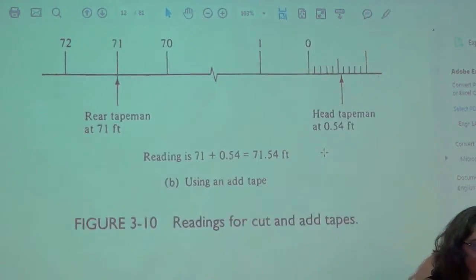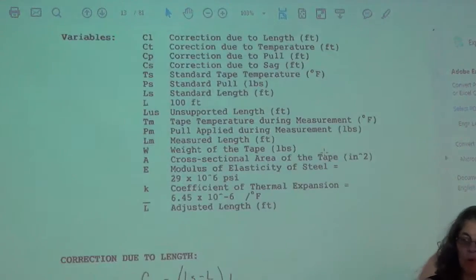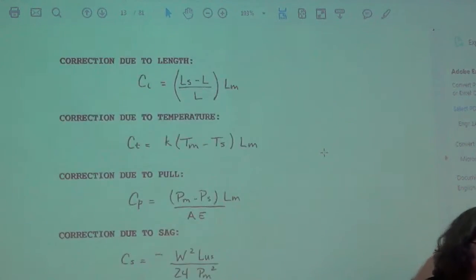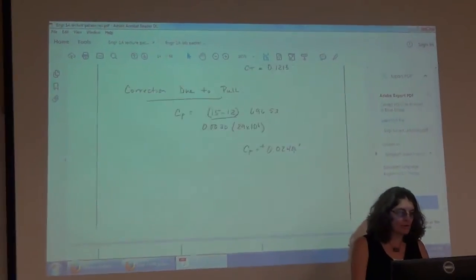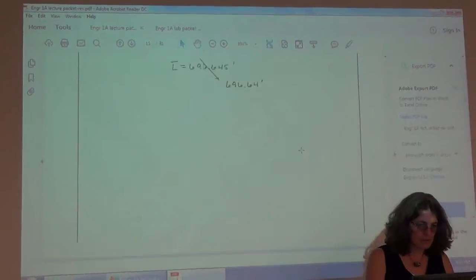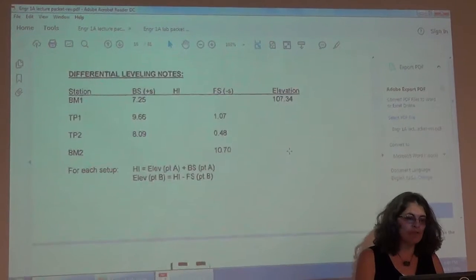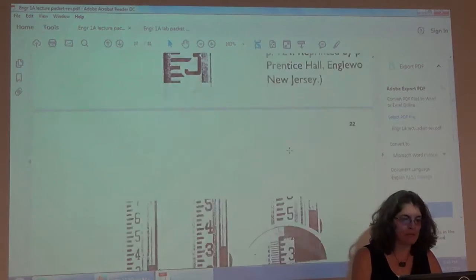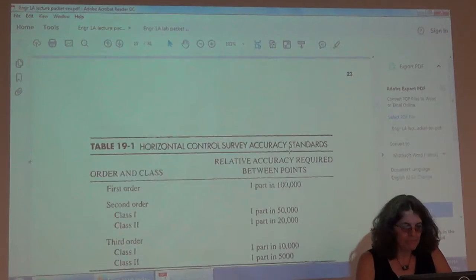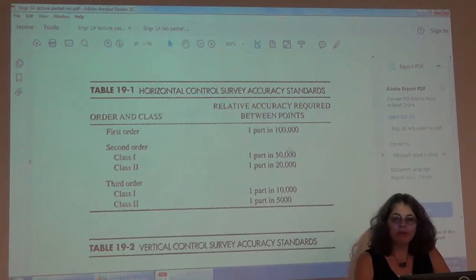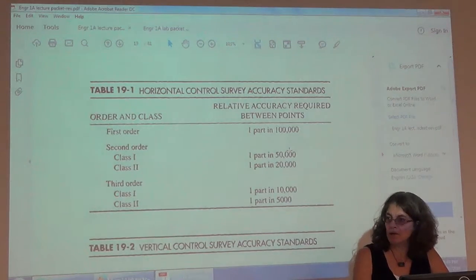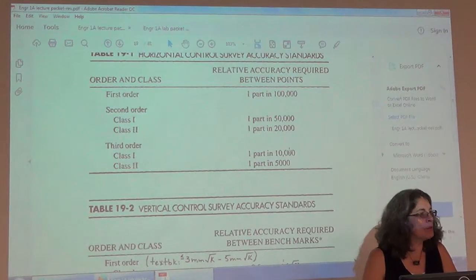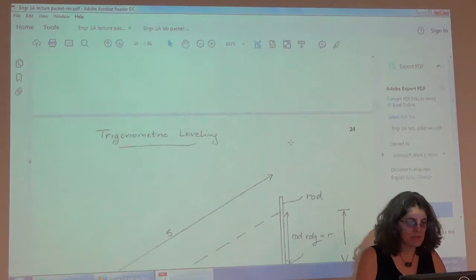I'm just looking at there aren't going to be any tape questions on the exam because that was the first section of the course. No correction due to taping. No correction due to taping at all. That's the first section of the course. No leveling questions. That was the first section. No rod readings. You do not need to memorize these horizontal controls. I'll tell you what they are. If I'm giving you an allowable, I'll tell you what the allowable is.